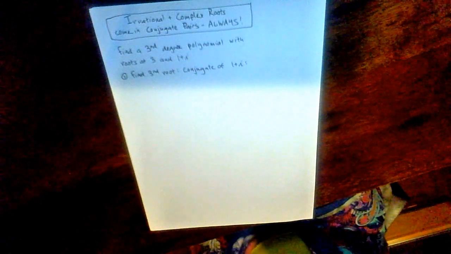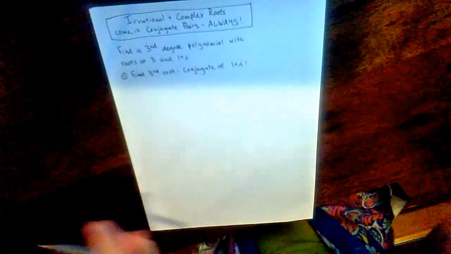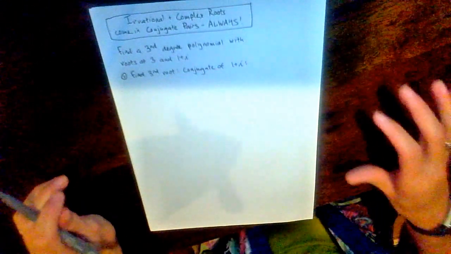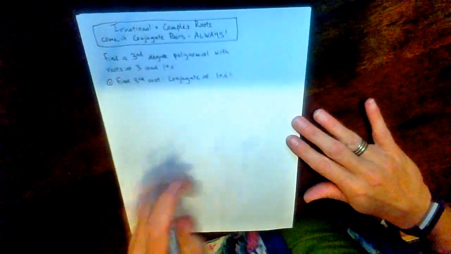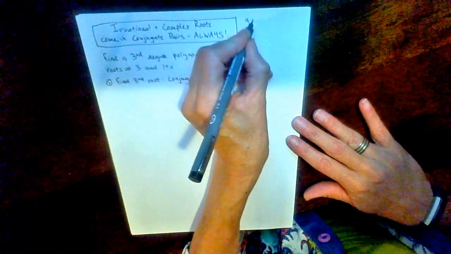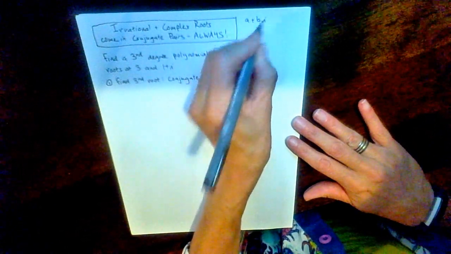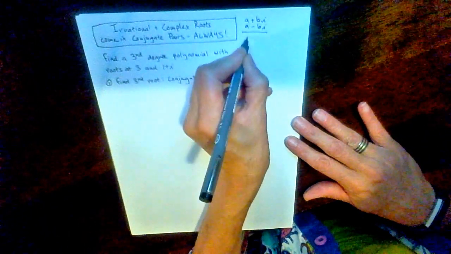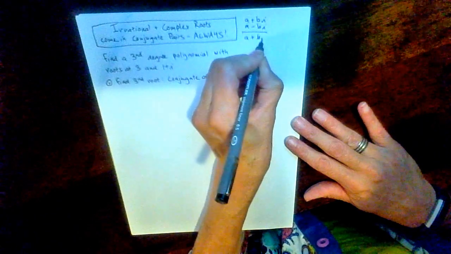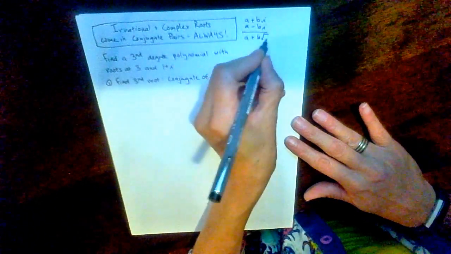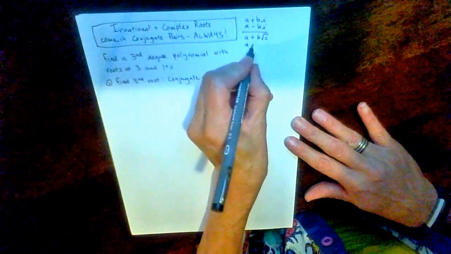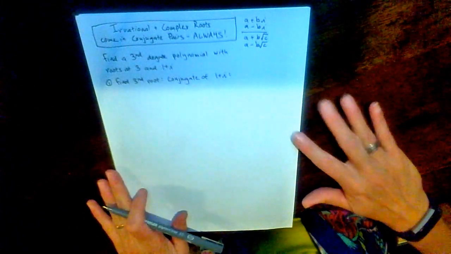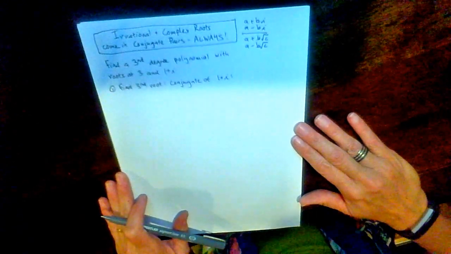Okay, so what we need to work on today is how irrational or complex roots of polynomials always come in conjugate pairs. So a plus bi and a minus bi, those are conjugate pairs of complex roots. And similarly, a plus b root c and a minus b root c are conjugate pairs of irrational roots. So let's see how this works.